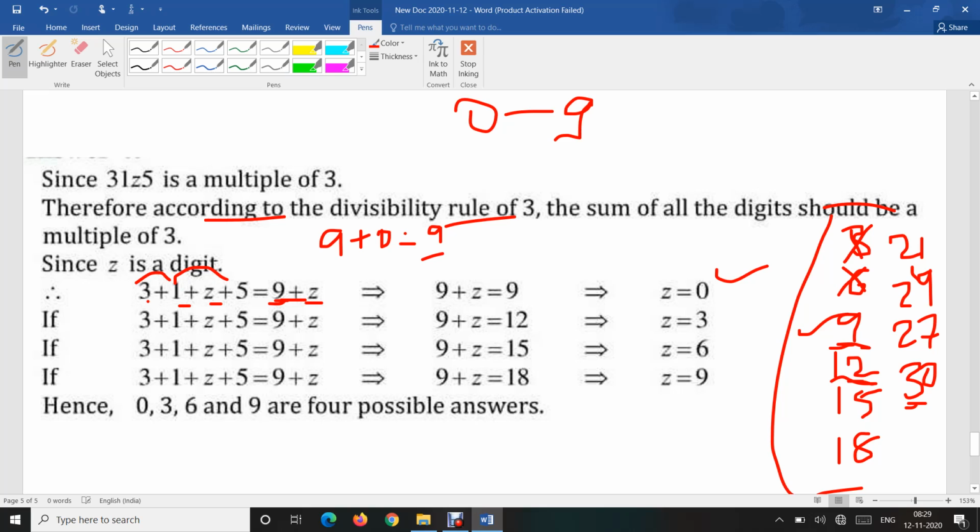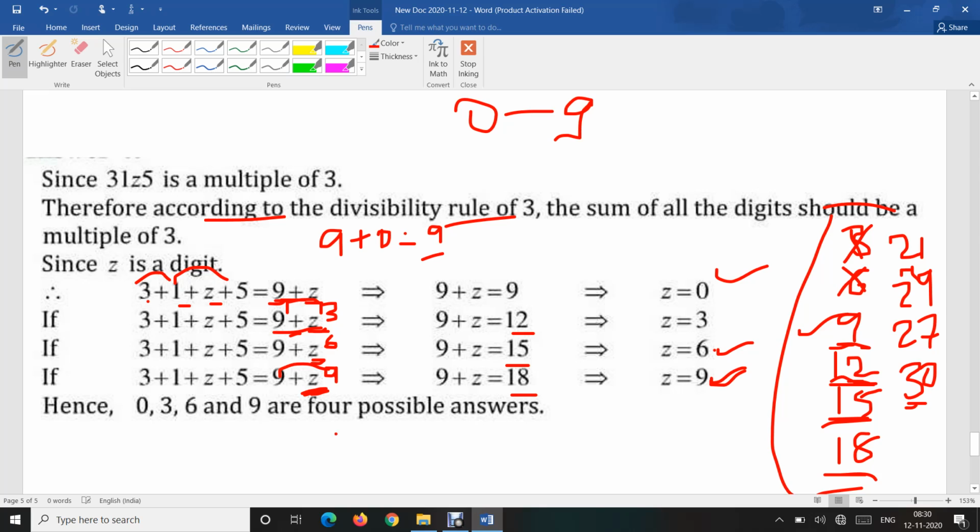The next is 12. So if we put 3 at the place of z, then 9 plus 3 is equal to 12, which is a multiple of 3. The next is 15. How can we get 15? If we put 6 at the place of z, then 9 plus 6 is equal to 15. That means the next value should be 6. Now the next is 18. If we put 9 at the place of z, then 9 plus 9 is equal to 18, which is a multiple of 3. So the next value of z should be 9.